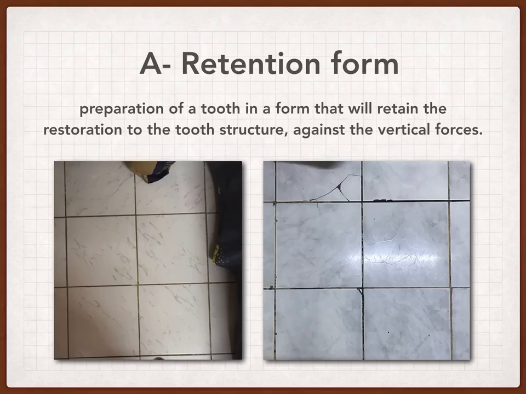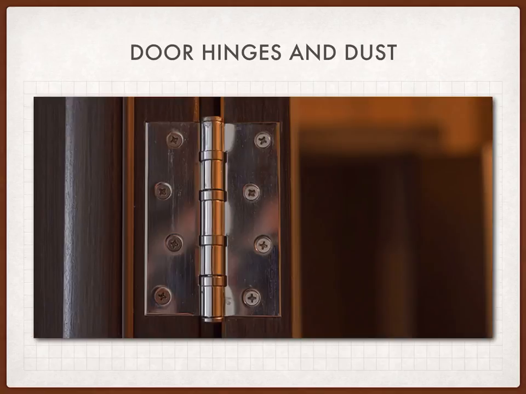The first thing that I will talk about is the retention form, or the form of the tooth that will prevent the restoration from being dislodged out of the preparation by a vertical force. Before starting to talk about the retention form, I want to talk about this thing.